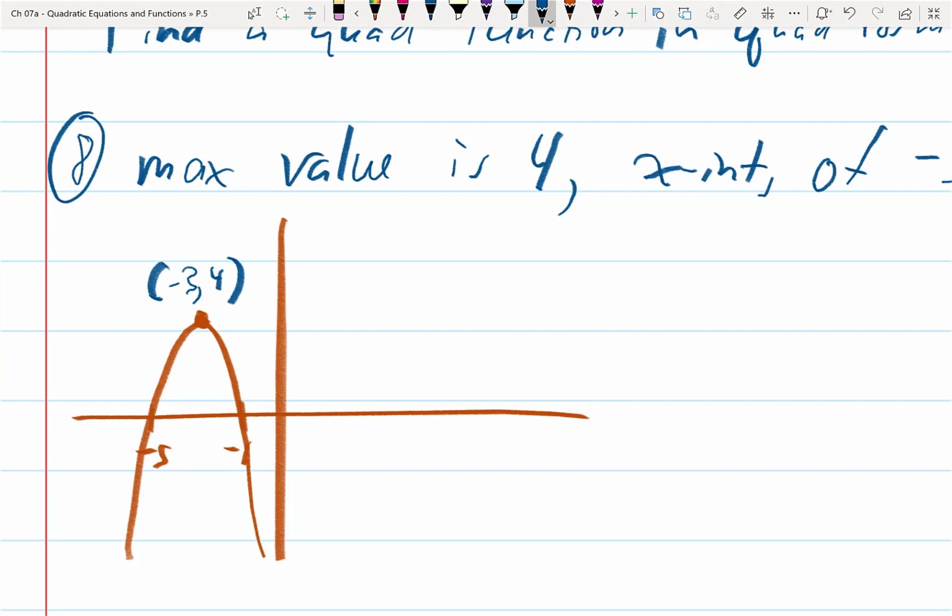Hang on. Wait, how would we figure it out? Well, it says the max value is 4, so that means it... I didn't even see that. I don't even know what says the max value is 4. And it's right in the middle between those words.